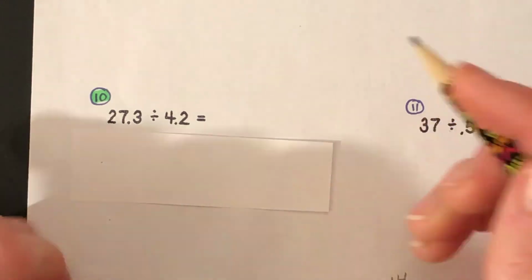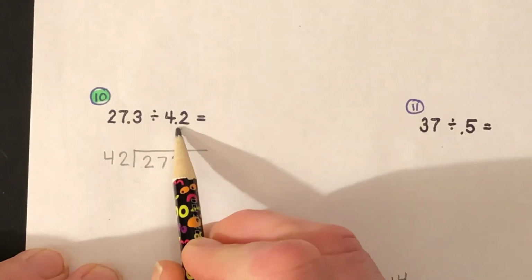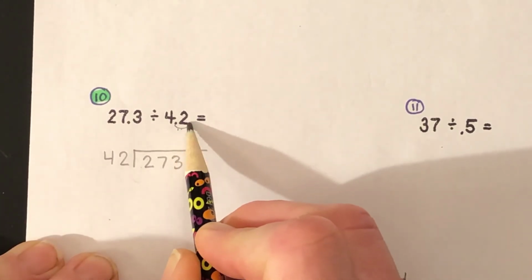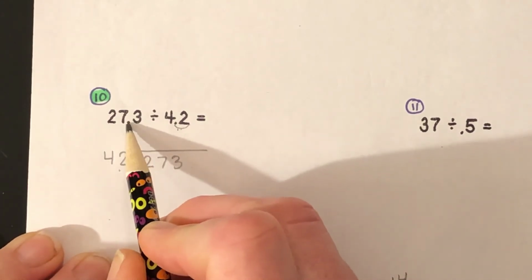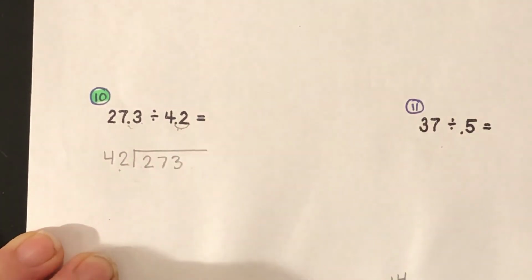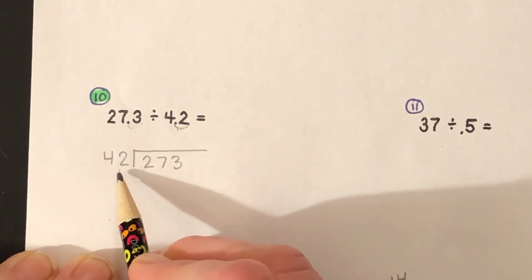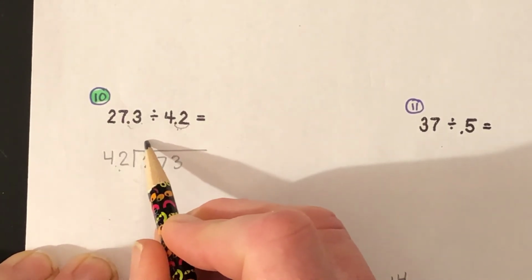Finally, number 10. Your divisor is 4.2. It has 1 digit to the right of the decimal. So when you move that one place so that you have 1 whole number, you must also move that one place. So you end up with 2 whole numbers. No decimals in anything. And you are dividing by 42, which is a substantially big number. 42 does not go into 2.